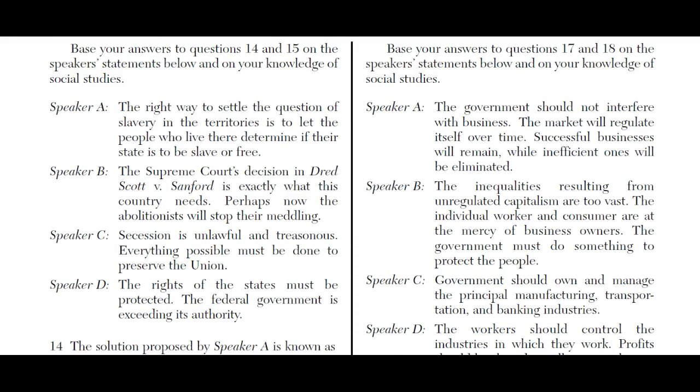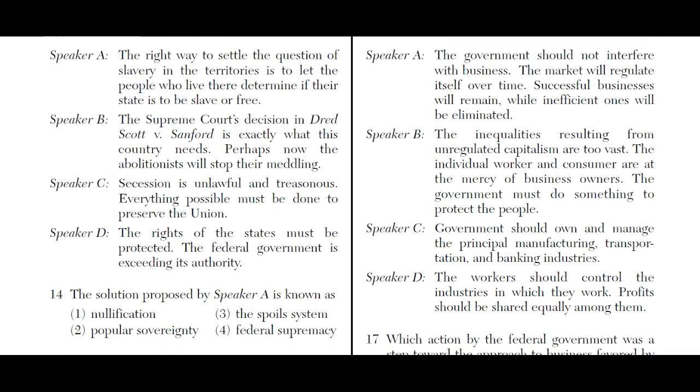Okay. Base your answers to questions 14 and 15 on the speaker's statements below and your knowledge of social studies. All right, so Speaker A says, the right way to settle the question of slavery in the territories. The territories, remember, those areas that are not yet organized as states. Are they going to be slave or are they going to be free? Well, Speaker A says it's to let the people there determine if their state is to be slave or free. Remember, that was called at the time popular sovereignty.